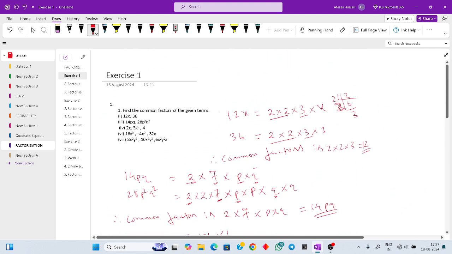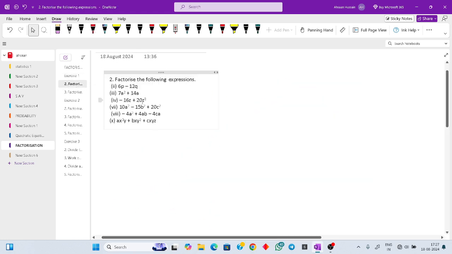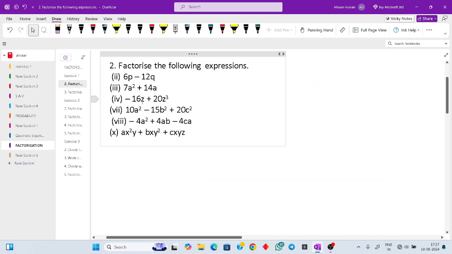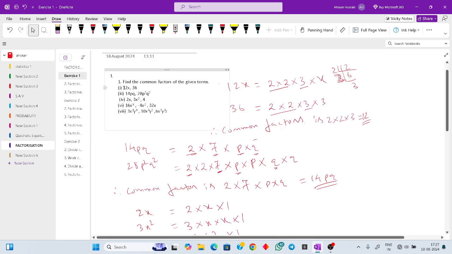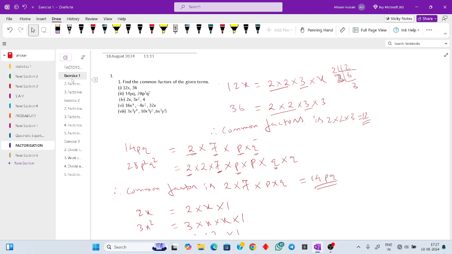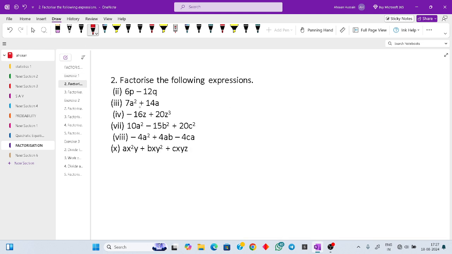Okay, I hope you've understood so far. Let's jump to the next question. Here you have to factorize. So to factorize, you have to find the common factors first. Okay. See, the first question is 6p minus 12q. Now, what is the common factor between these two? Let's find out.